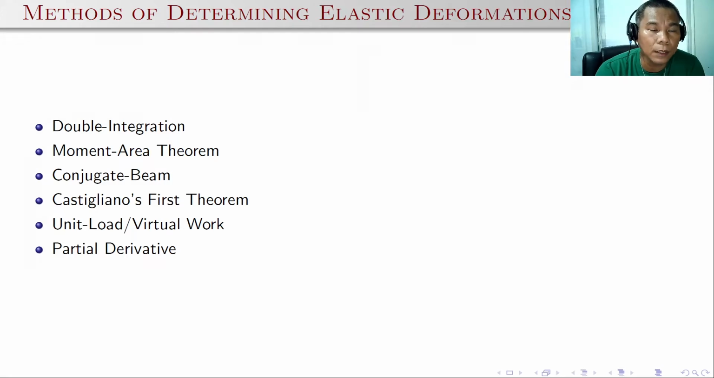One is the double integration, as you will see later on in our derivation of the elastic beam theory. The moment area method, or the moment area theorem, the conjugate beam method, Castigliano's first theorem, unit load and virtual work, and the partial derivative. Of course, there are other methods that we can use to determine the elastic deformations of the structure, but those would be used later on when we talk about statically indeterminate structures.